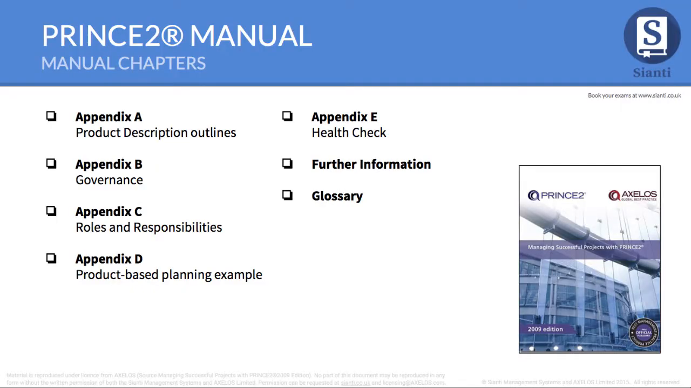Appendix E gives you a health check. It's a fairly detailed list of things that should be happening on a Prince project and documentation that you should have. So if you want to compare how well you're doing against what Prince suggests, the health check is a good starting point. You don't have to have identical documentation to the way that Prince defines it. You could say, well, Prince puts it in that document, but we prefer to put it in a different document.